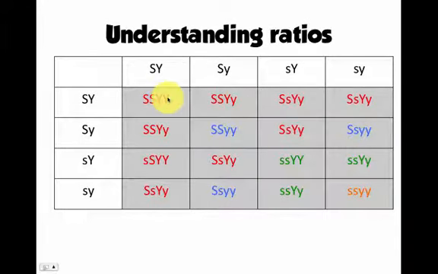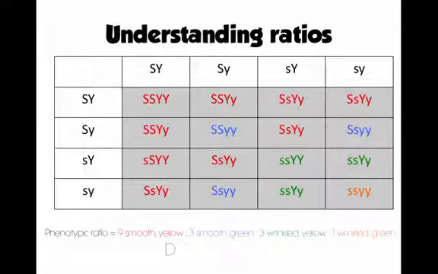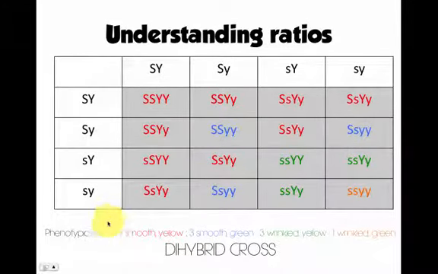So here you go. Now the ones in red are the ones that are going to show smooth and yellow phenotypes. The ones in blue are the ones that are going to show smooth green phenotypes. The ones in green, I probably should have done that the other way, are the ones that are going to be wrinkled and yellow. And then this one here is the one that's going to show both recessive traits, so wrinkled and green. So the ratio is now 9:3:3:1.